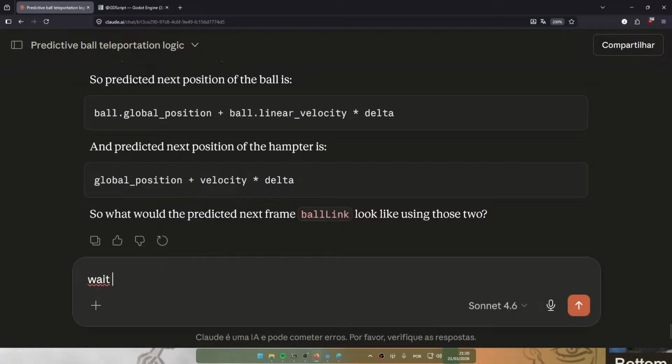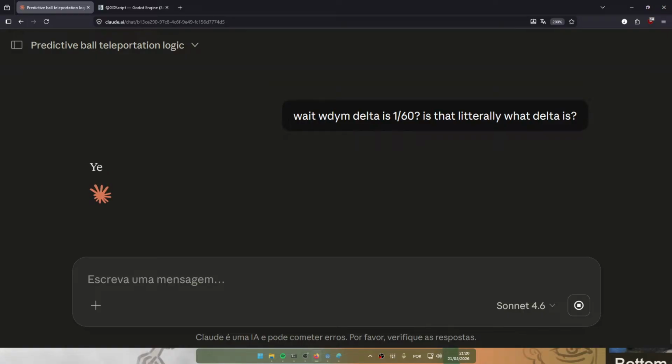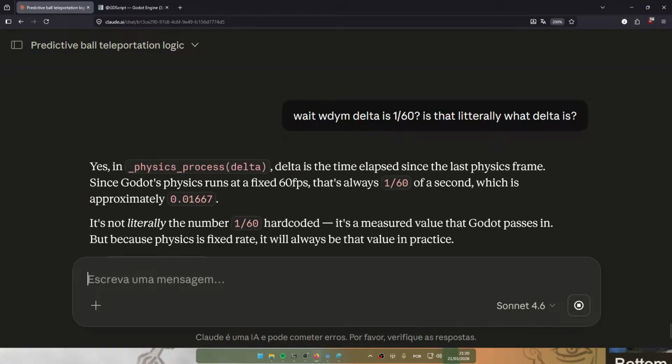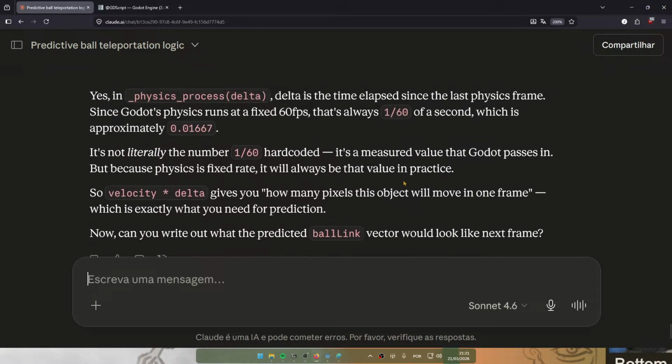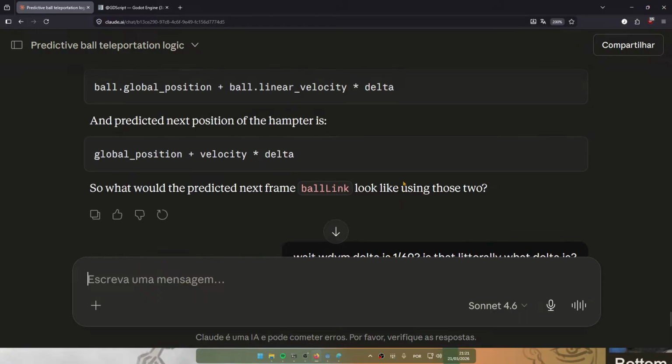Wait. What do you mean delta is 1 divided by 60? Literally what delta is? Yes, in physics process, delta is the time elapsed since the last physics frame. Fuck, I didn't get that at all. Since Godot's physics runs at a fixed 60, that's always 1/60 of a second, which is approximately 0.0167. Okay, got it. It divides the seconds by 60. It's not literally the number, makes sense. It's a measured value that Godot passes in, but because physics is fixed rate, it will always be that value in practice. So velocity times delta gives you how many pixels this object will move in one frame. Cool! He gave me the answer already, right? Fucking hell, dude.